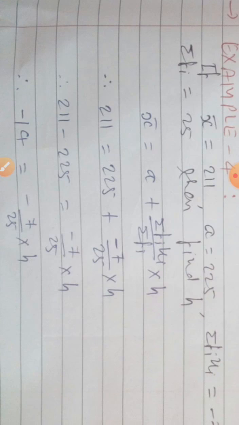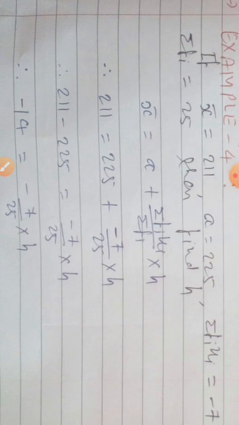All values are placed: x bar 211, a 225, plus sigma fi y's value, which is -7. Without forgetting, you should write -7, not +7. Sigma fi 25 into h.